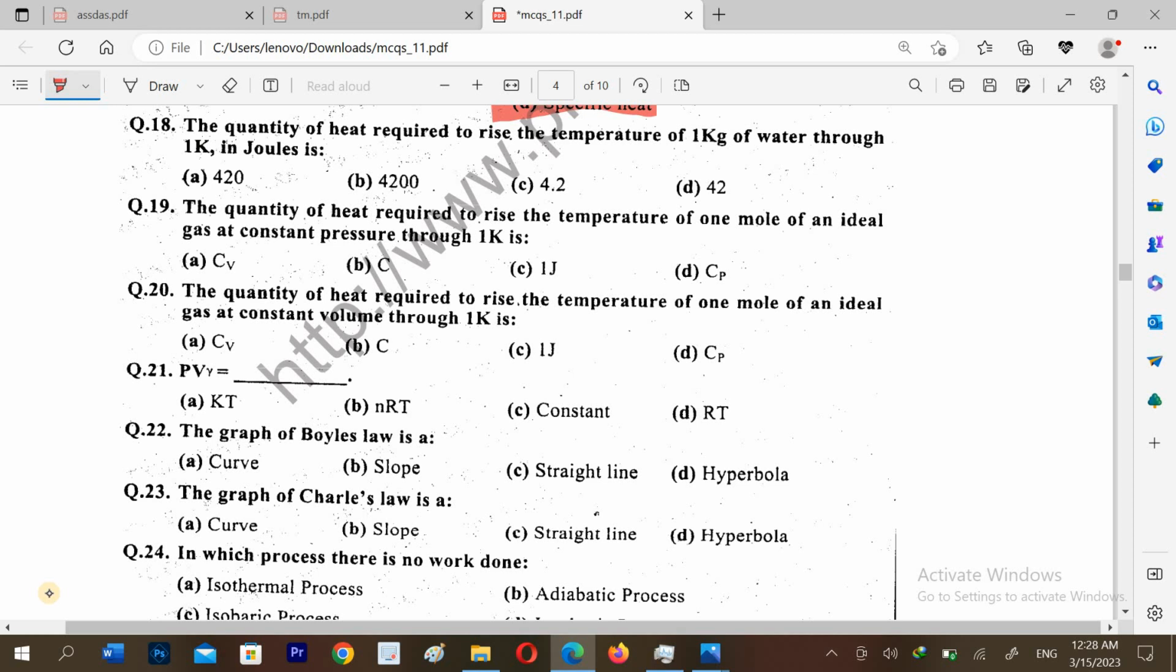The quantity of heat required to raise the temperature of 1 kg of water through 1 K in joules is... B. The quantity of heat required to raise the temperature of 1 mole of an ideal gas at constant pressure through 1 K is... D. The quantity of heat required to raise the temperature of 1 mole of an ideal gas at constant volume through 1 K is... A.